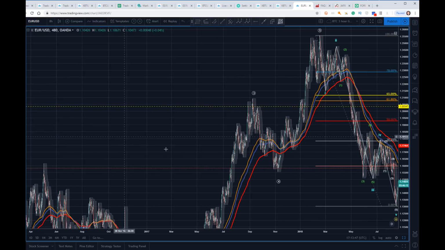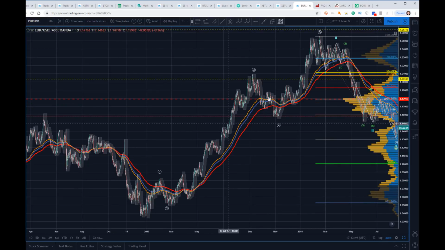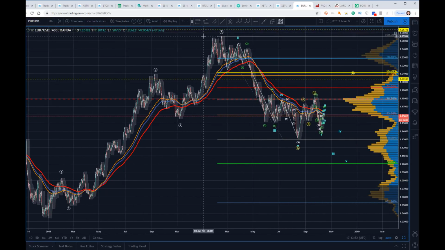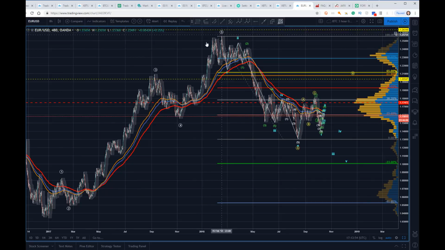Let's go to the 8-hour so you can see this. All right, so we had a very clear impulse coming up, right? This is what went into our technical pivot where we had all that confluence. So we have a clean 5 going up. Well, now we've got 5 coming down.